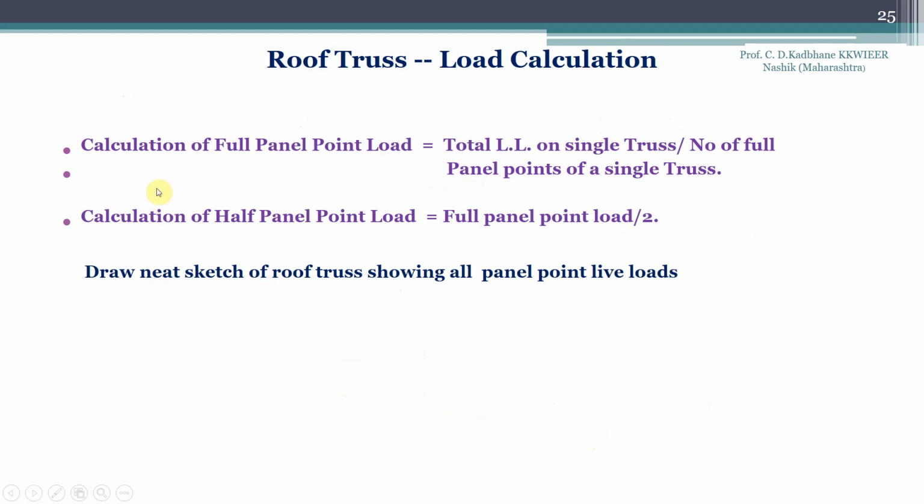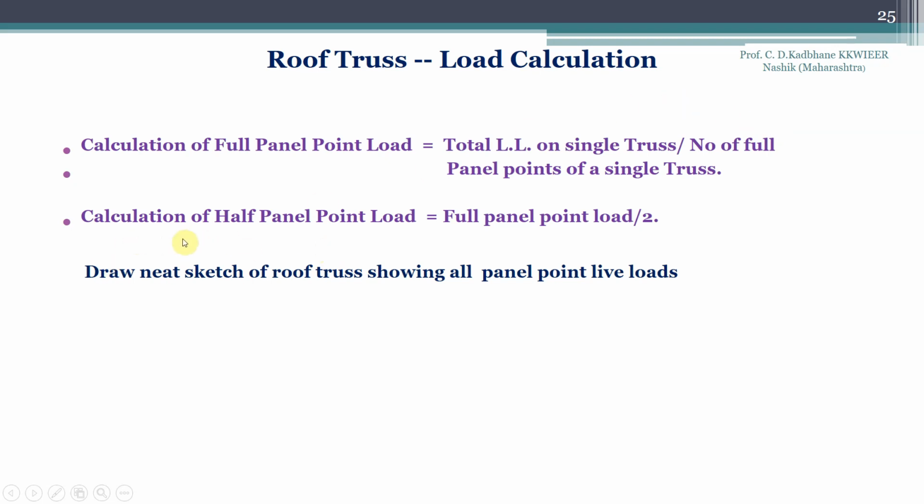Now after finding out the total live load on a plan area, the next step is calculation of full panel point live load, that is for intermediate panel points. Therefore, total live load on a single truss divided by the number of full panel points of a single truss will give us the total live load at an intermediate panel, that is the full panel point load.